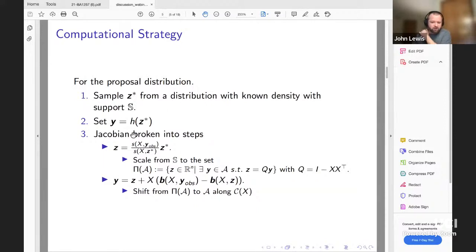We can think about the Jacobian broken down into a couple of steps. If you look at the transformation, first there's a scaling step. We move from that sphere and scale it so that the scaling statistic matches. What that does is move the initial point to this set here, which is the projection of script A onto the orthogonal complement of the column space of X. This Q here is just that projection matrix. The next step is taking that point and shifting it along the column space of X. It'll be pretty clear in the picture that I'll show next that I call it a shift, but there is a non-unit deformation, or a non-unit Jacobian, involved in this.